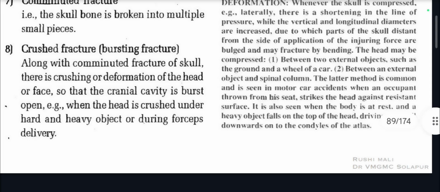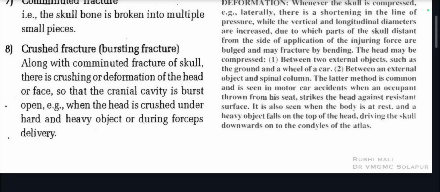The head may be compressed between two external objects such as the ground and the wheel of a car, or between an external object and the spinal column. The latter method is common, as it is seen in motor car accidents when an occupant thrown from a seat strikes the head against a resistant surface. It is also seen when the body is at rest and a heavy object falls on the top of the head, driving the skull downwards onto the condyles of the atlas.